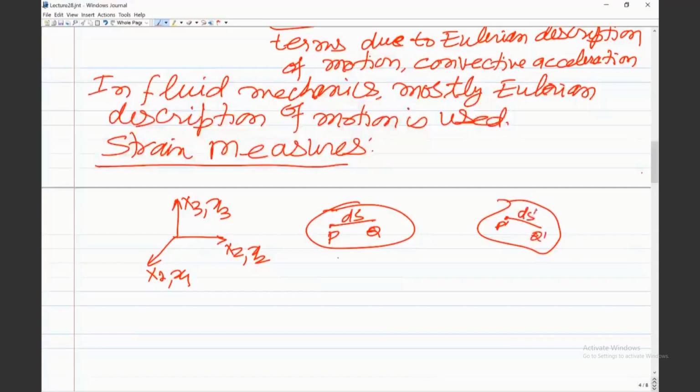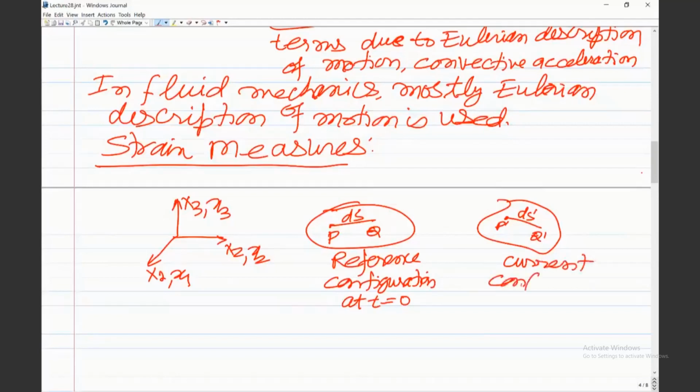So this is the reference configuration, this is at t equal to 0. We are choosing this as the reference for describing the deformation of the body. And this is the current configuration at any time t, and the body is mapped from the initial undeformed configuration to the current deformed configuration.